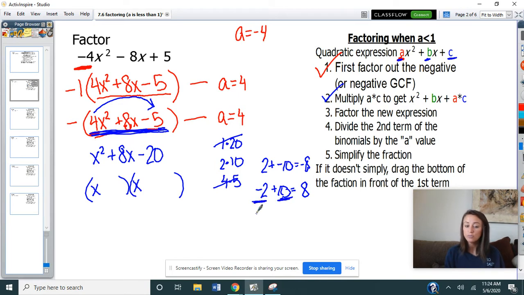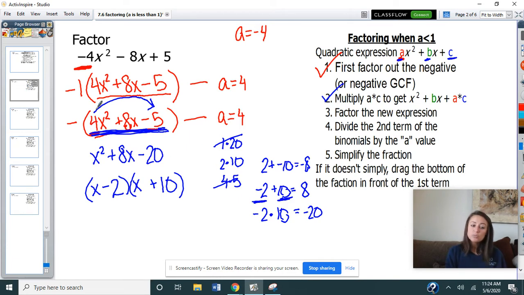And negative 2, just let me show you, negative 2 times 10 is negative 20, which is what we want. So the two terms that go here are negative 2 and positive 10. Because these multiply to give me negative 20 and they add to give me 8. So now this factors to give me that, but remember, this is from last week.